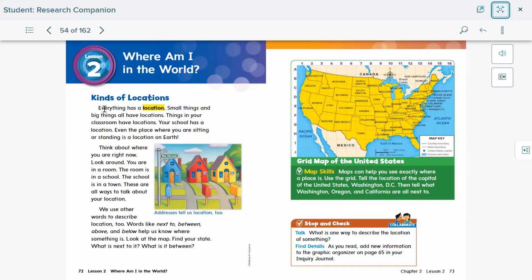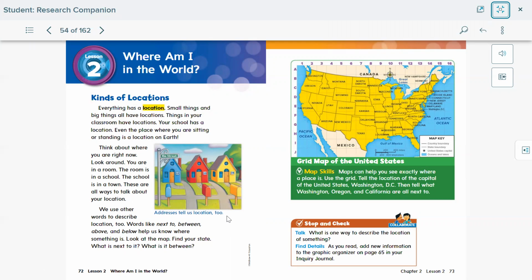Where am I in the world? Kinds of locations. Everything has a location. Small things and big things all have locations. Things in your classroom have locations. Your school has a location. Even the place where you are sitting or standing right now is a location on Earth. Think about where you are right now. Look around. You are in a room. The room is in a school, and the school is in a town. These are all ways to talk about your location. Look here.